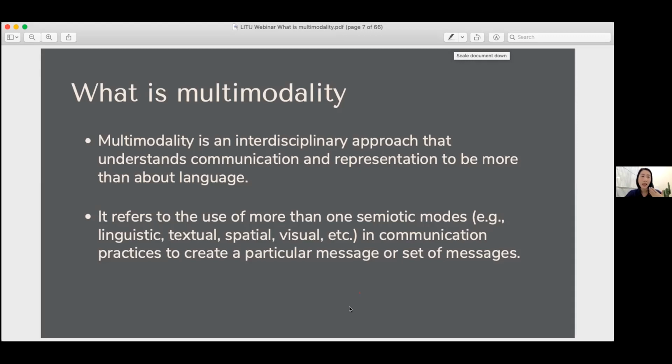When I am talking to you at this moment, I use a lot of hand gestures and also facial expressions to convey meanings to you, right? So when we talk about multimodality, it refers to the use of more than one semiotic mode. I'm going to talk about the term semiotics later, but semiotic modes, for example, we have linguistic, textual, spatial, visual modes, right? So we use more than one semiotic mode in communication practices to create a particular message or set of messages.